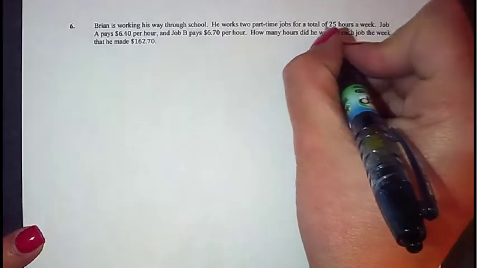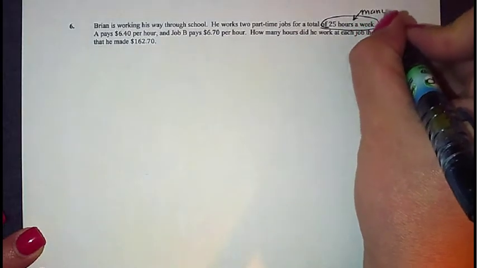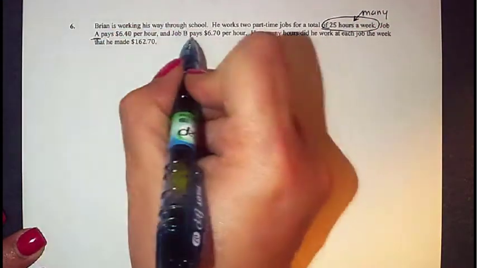Alright, so for our last problem that we're going to do for this section, again, we're looking at a money problem. It says Brian is working his way through school. He works 2 part-time jobs for a total of 25 hours a week. Job A pays him $6.40 per hour, and Job B pays him $6.70 per hour. How many hours did he work at each job the week he made $162.70? So again, remember, we're still asking ourselves the same question since we're dealing with money. How many and then how much? So we know how many is the number of hours he worked. So that's our many question, right? And he's working those at Job A and Job B.